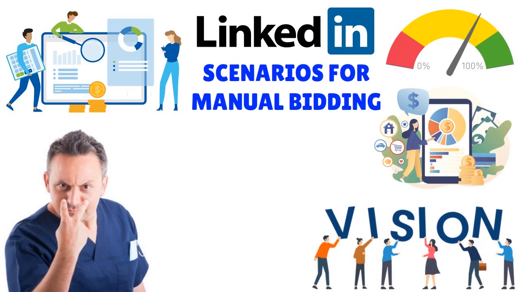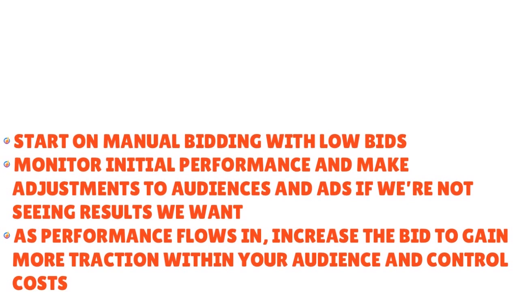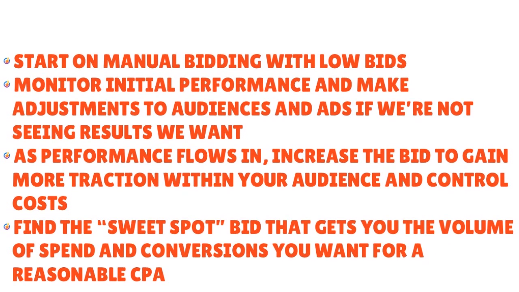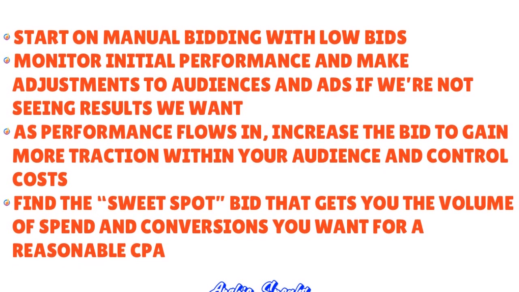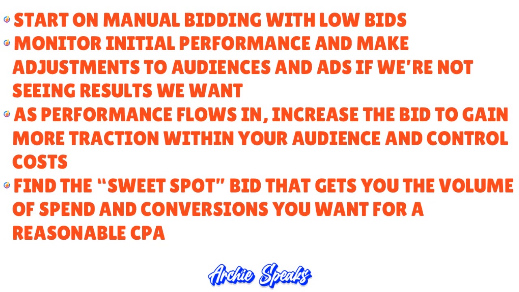So let's talk about scenarios for manual bidding. You want to use manual bidding in four primary scenarios. Let's say you want to start on manual bidding with low bids. You want to monitor initial performance and make adjustments to audiences and ads if you don't see the results that you want. As performance flows in, you want to increase the bid to gain more traction within your audience and control costs. And you want to find the sweet spot bid that gets you the volume of spend and conversions you want for a reasonable CPA.